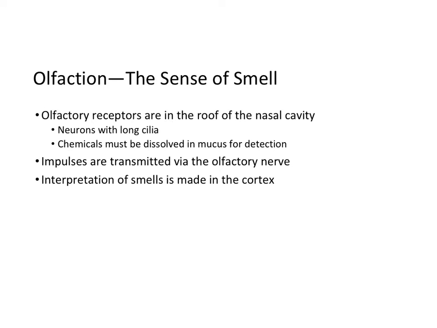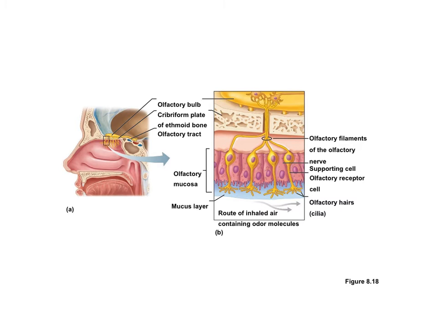Then impulses are transmitted via the olfactory nerve, and interpretation of smells is made in the cortex in the brain. So this diagram has a lot to unpack. The cribriform plate is the bony plate at the roof of your nasal cavity, and that is where this sense is located. And then there's a structure called the olfactory bulb, and that has the nerve endings that collect scent information from the environment.